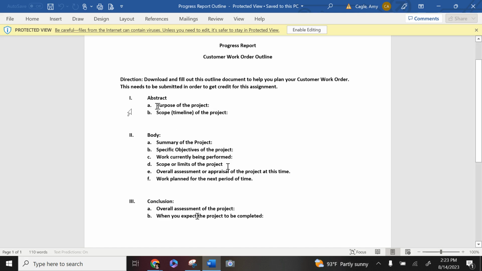So the purpose of your project could be repairs of a house hit by a tree. And the scope of the project could be 8 months. That's all you've got to put there.